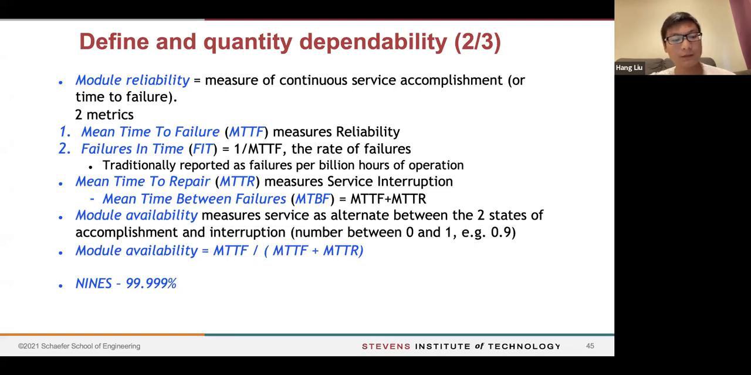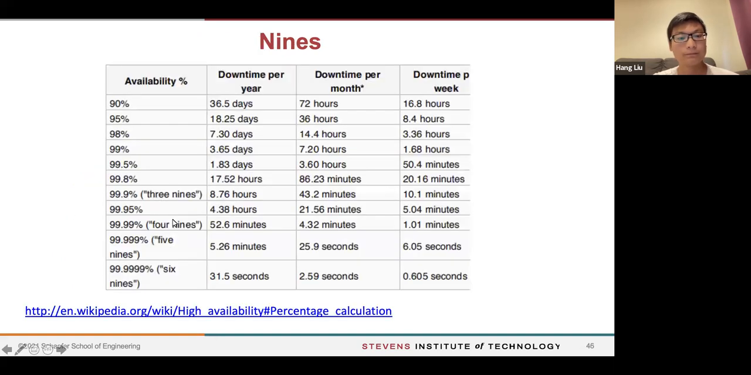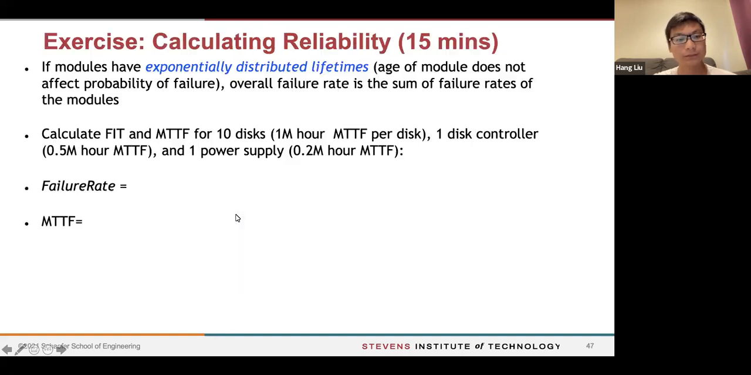So we want the module availability to be 99.999%. This is the availability: five nines, four nines, three nines. These are very typical terms you use when you are talking to your data center provider.